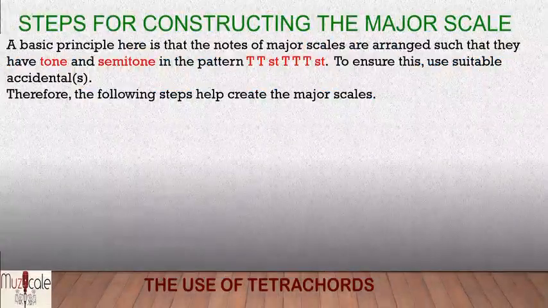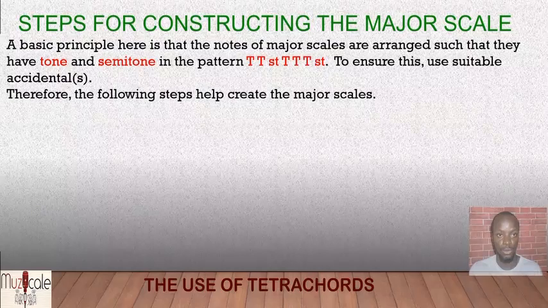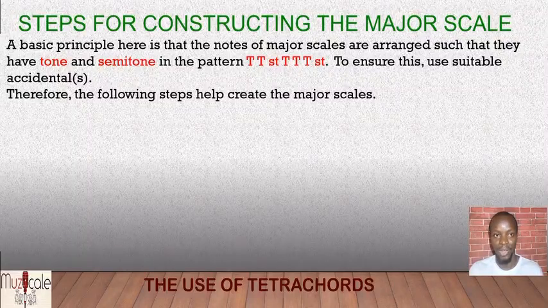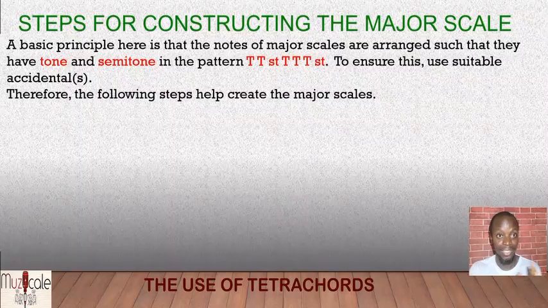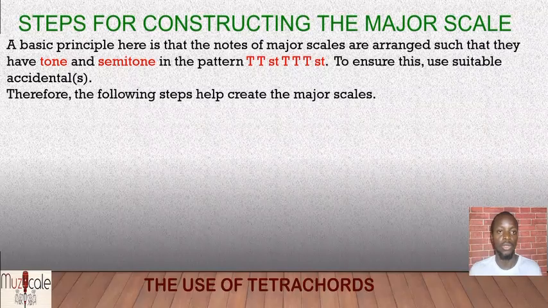Now, the basic principle here is that the notes of major scales are arranged so that they have tones and semitones in the pattern tone, tone, semitone, tone, tone, tone, semitone, right? So 5 tones and 2 semitones. To ensure this, use suitable accidentals. We've talked about accidentals in the previous videos, so you can check it out. Therefore, follow these steps if you want to construct a major scale. You can construct a major scale on every musical letter.